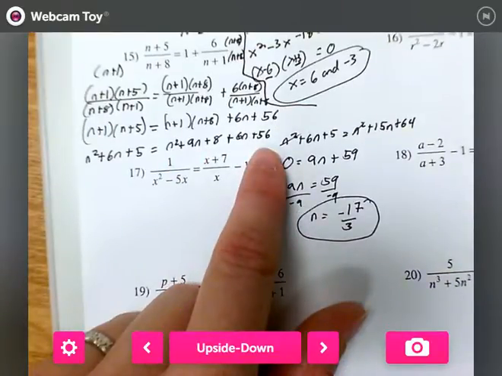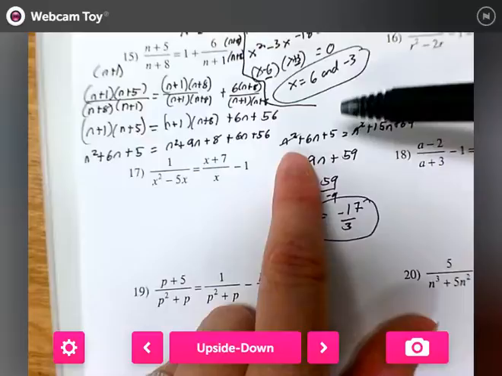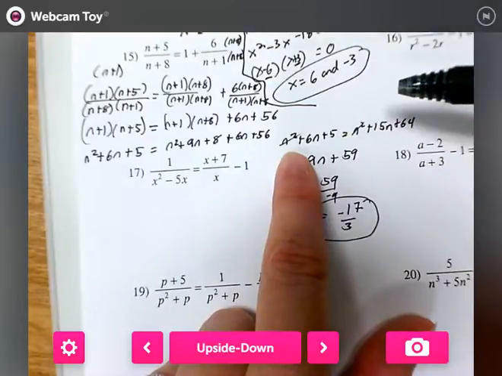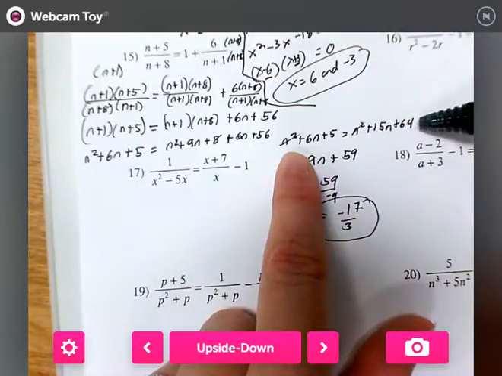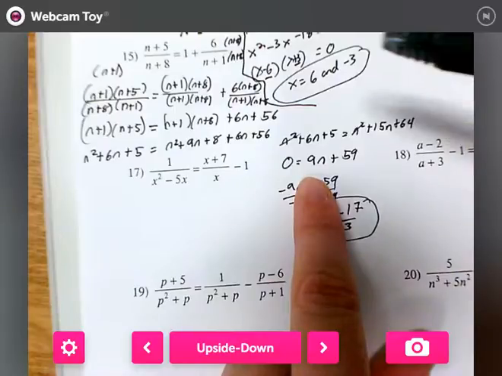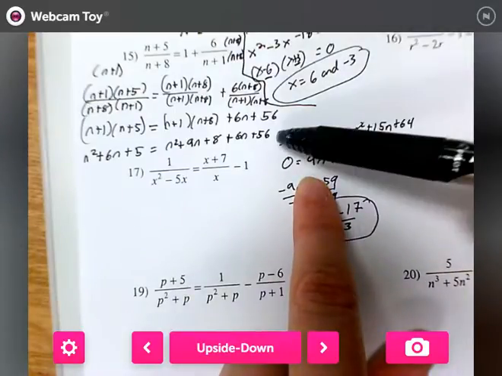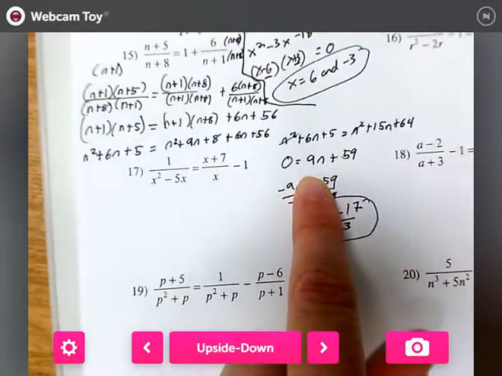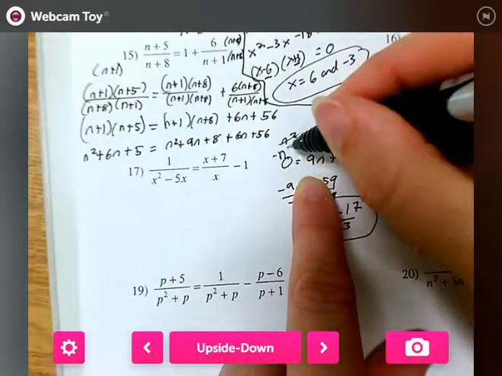So I combine like terms. n squared plus 6n plus 5 equals n squared plus 15n plus 64. Okay? I'm going to subtract n squared from both sides. I'm going to subtract 6n. And I'm going to subtract 5.